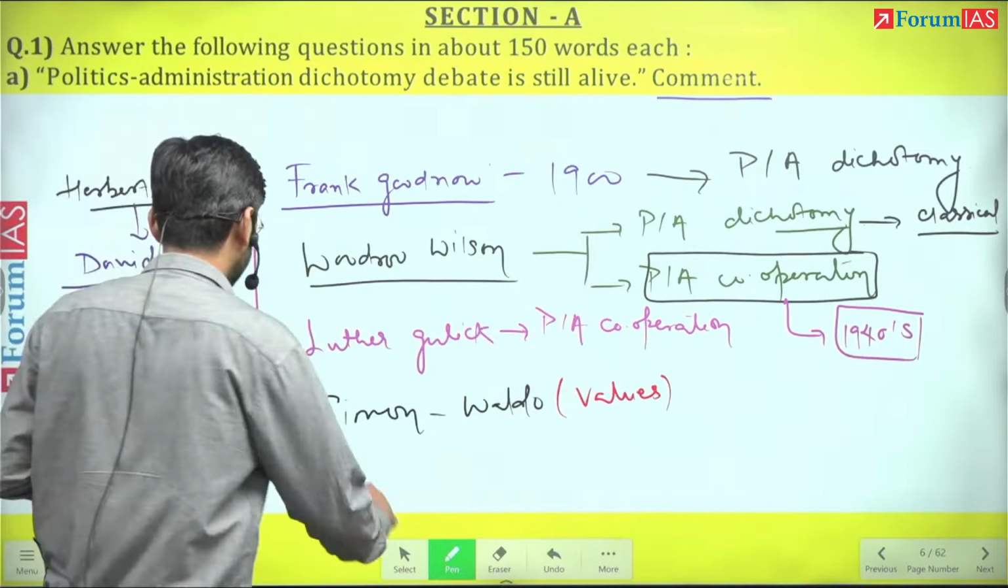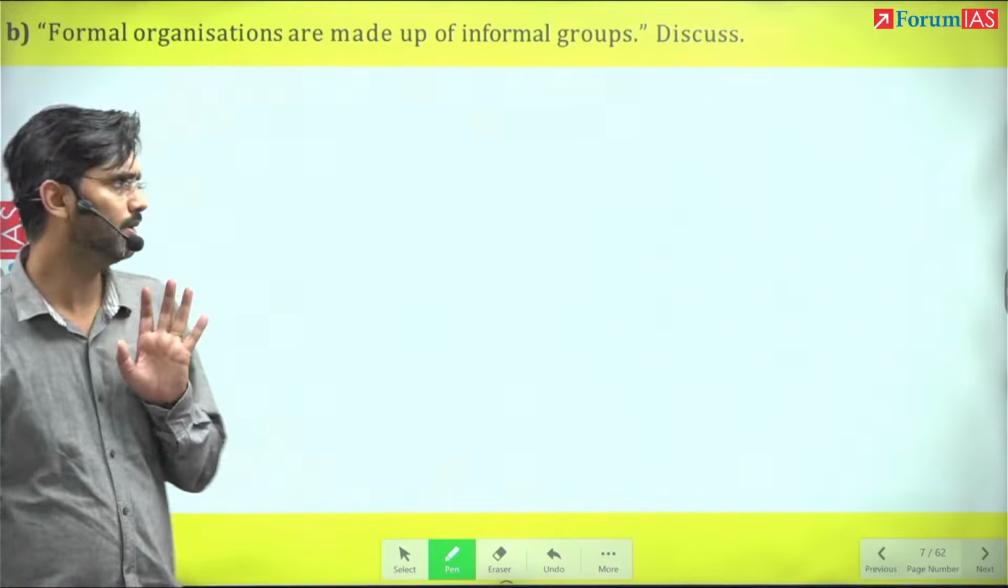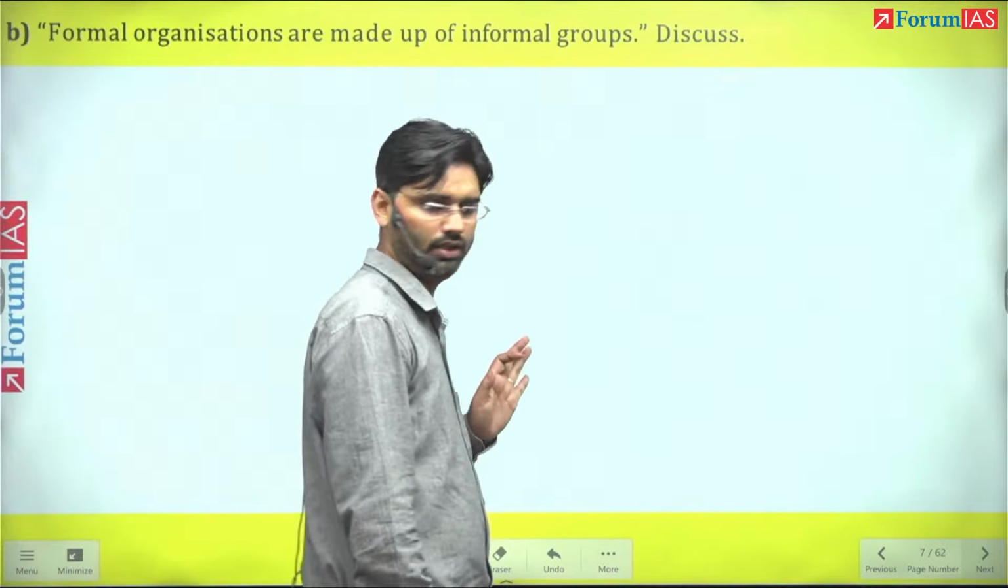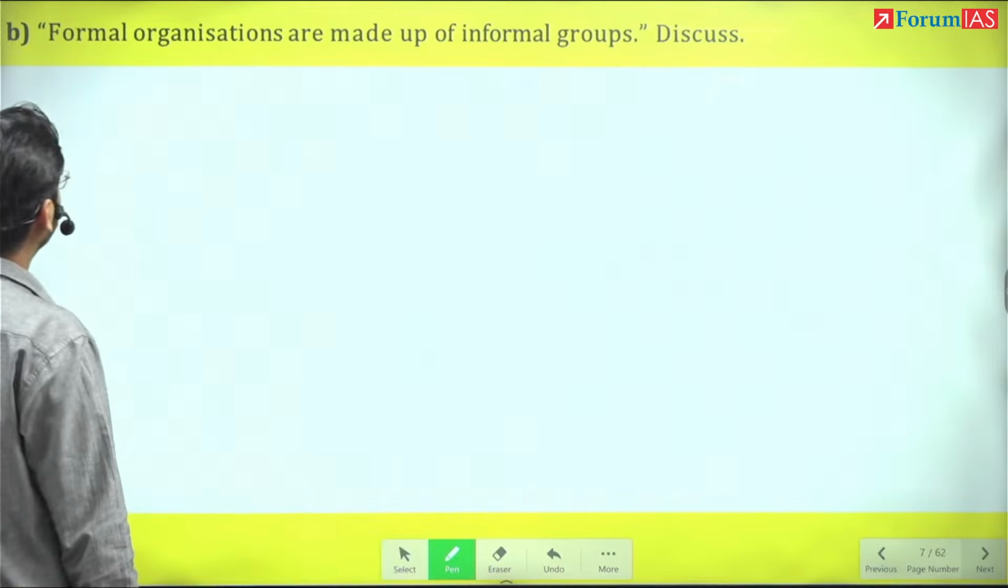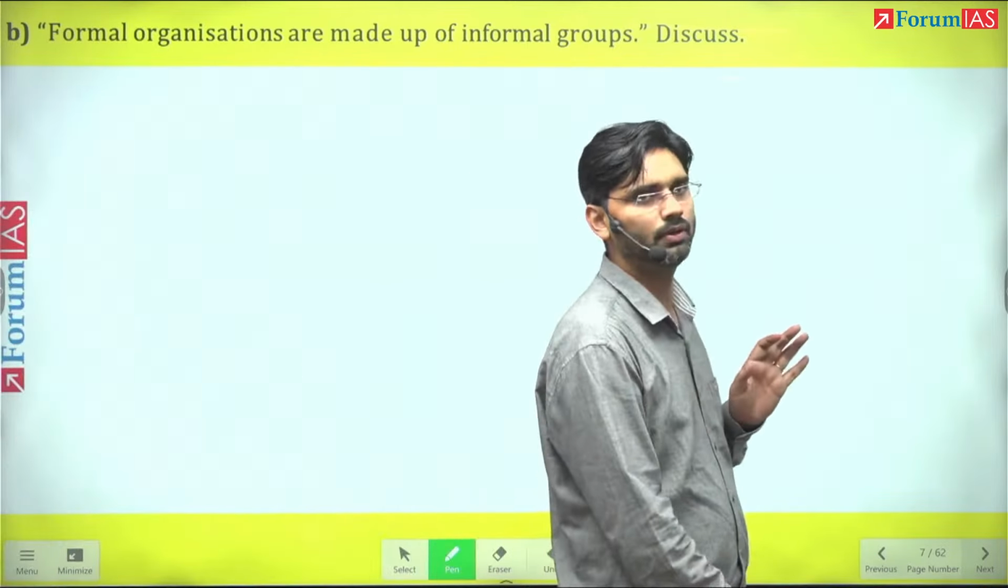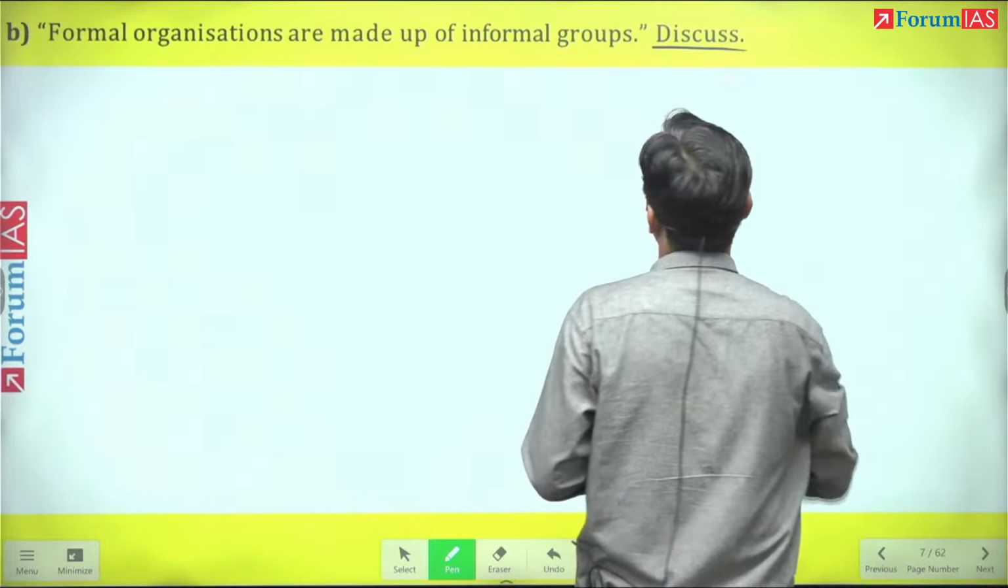Now come to question number 1b, one of the most interesting questions given in this paper. Formal organizations are made up of informal groups. Discuss.